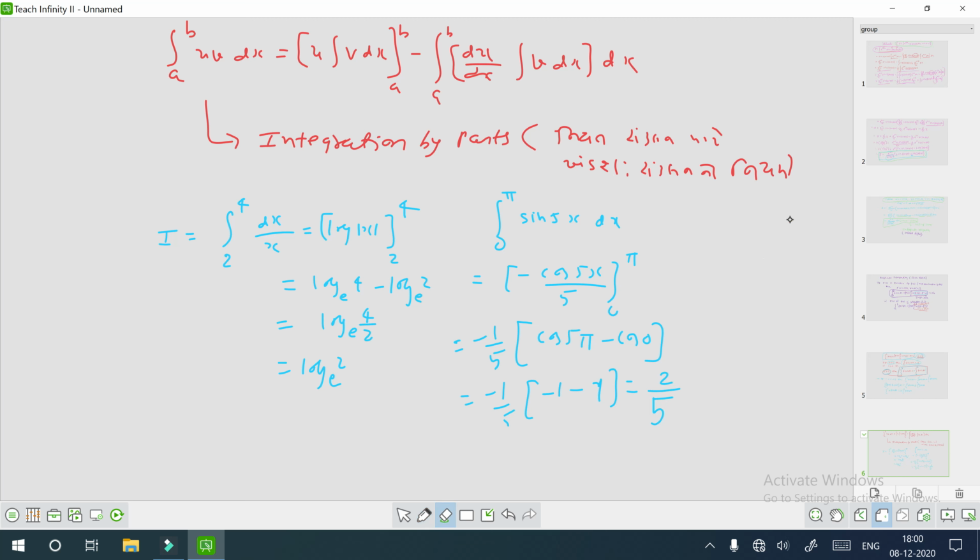In this way we can solve definite integration. Now see here, next one. Suppose we wish to find the integral from 0 to 2 of under root 6x plus 4 into dx. Now see, how to check the linear form into dx?